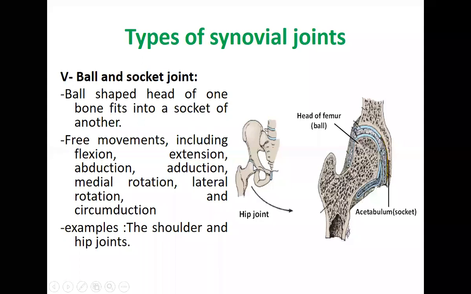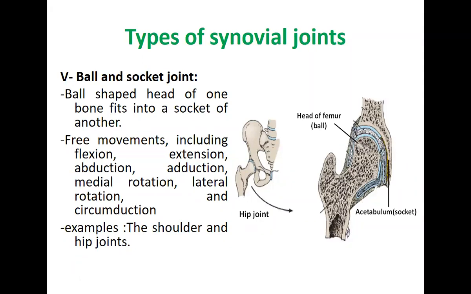And the hip bone has a good surface here, which is called the socket of the hip bone, which acts as the socket. So this joint is called the ball and socket type. You see here, this is the ball, the head of the femur, and this is the acetabulum of the hip bone. So this is called the socket.